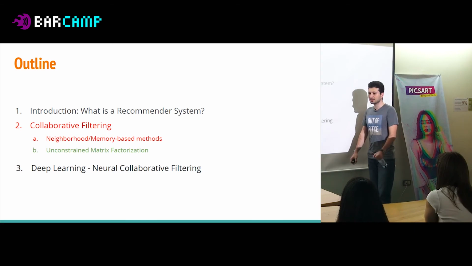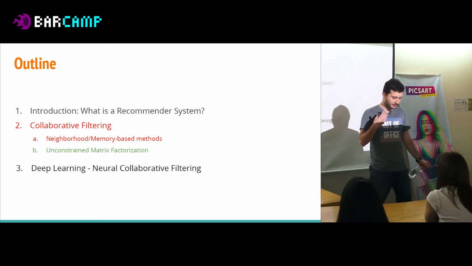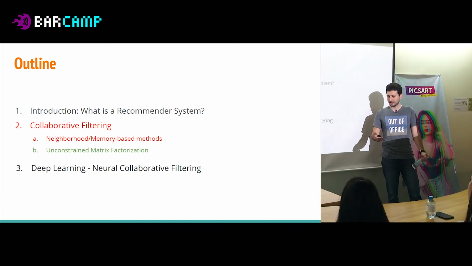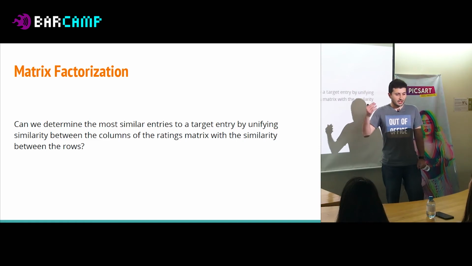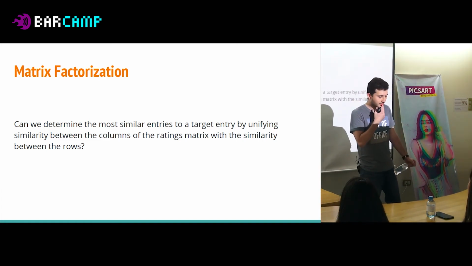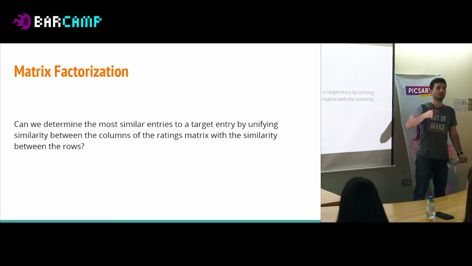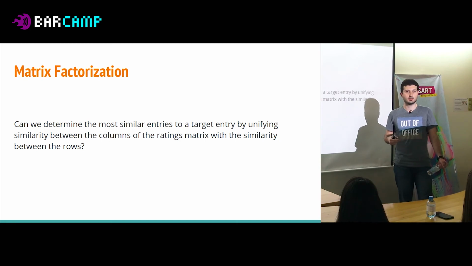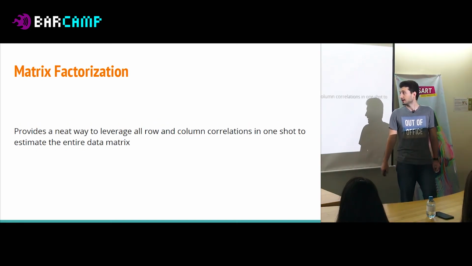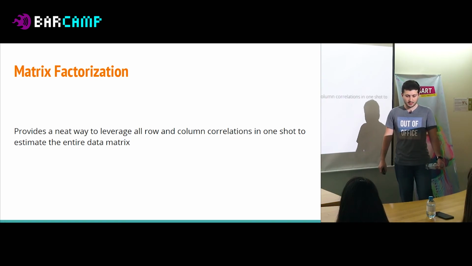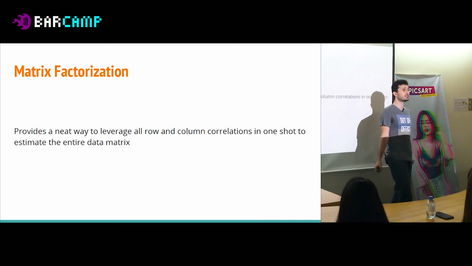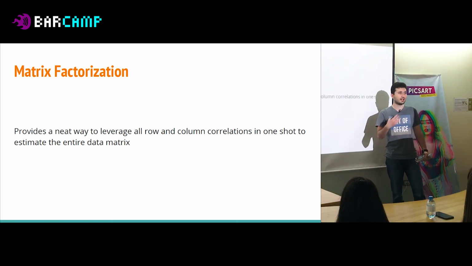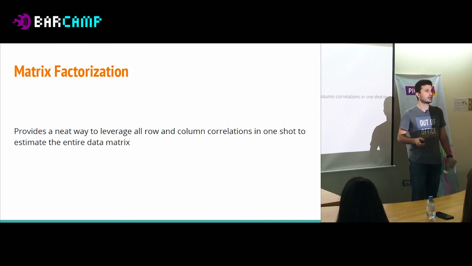So let's move on to the next step of development of these algorithms, which are latent factor models or matrix factorization models. The question we left off with was, can we actually use both correlations and similarities between users and items in one unified framework? And the answer is yes. Latent factor models, or matrix factorization models, can leverage similarity of users and items and provide recommendations just in one shot.